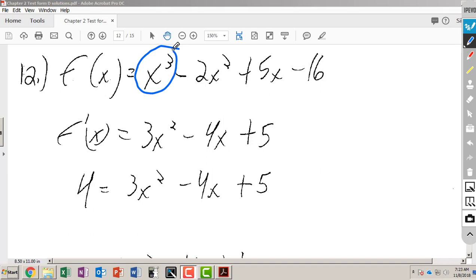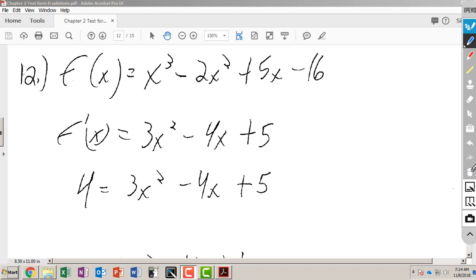The derivative of x cubed is 3x squared. The derivative of negative 2x squared is going to be negative 4x. Your derivative of 5x is 5. And then, of course, the derivative of negative 16 is 0. Now, once I've found my derivative, it wants to know where this derivative has a slope of 4. So in place of f prime of x, I'm going to substitute in 4. So substituting in 4, I've got 4 equals 3x squared minus 4x plus 5.